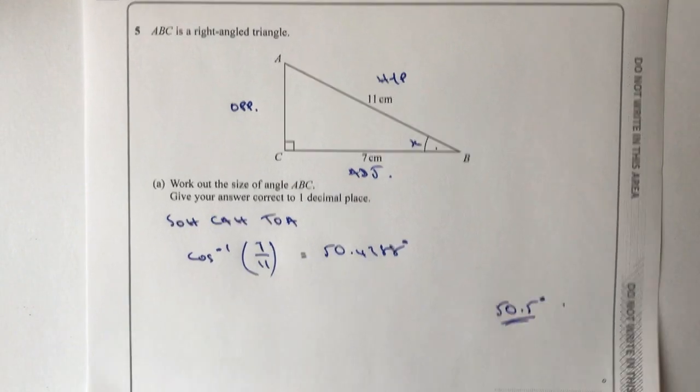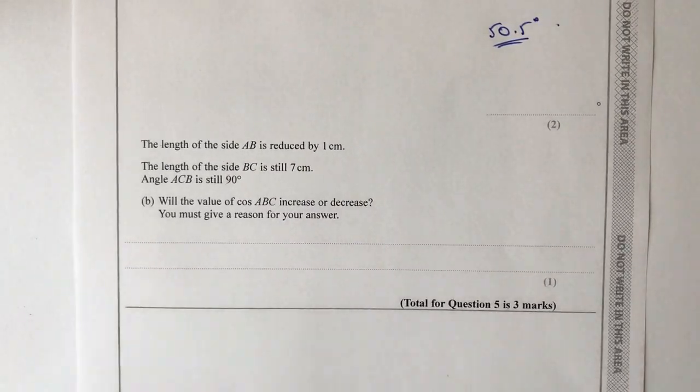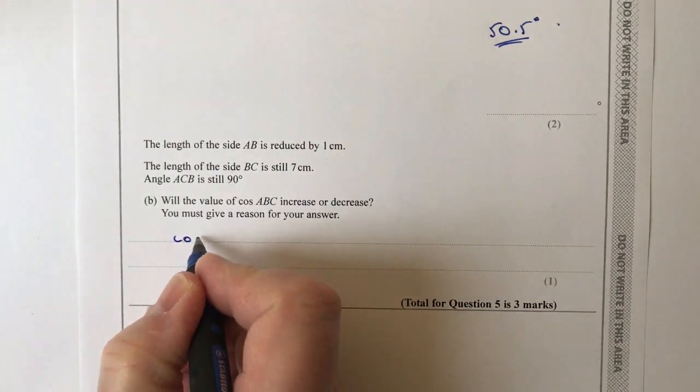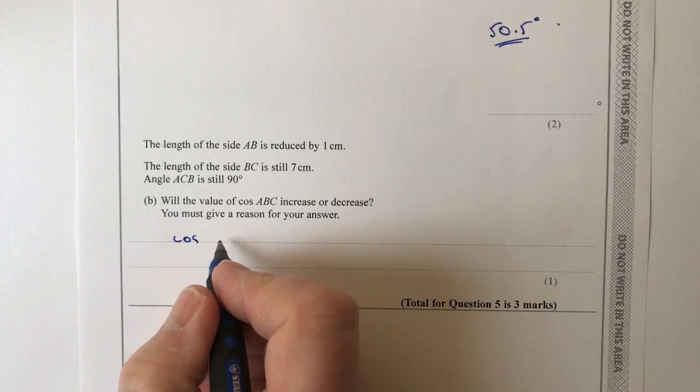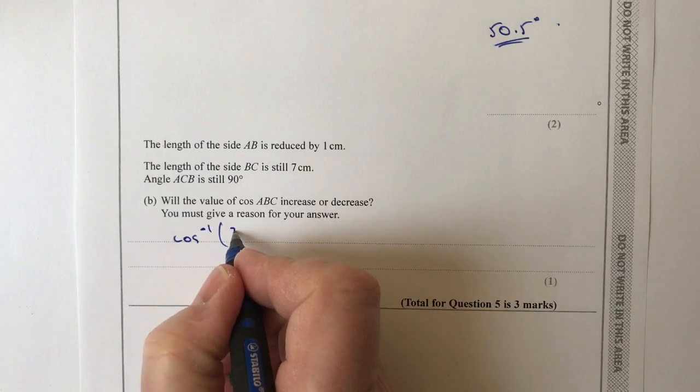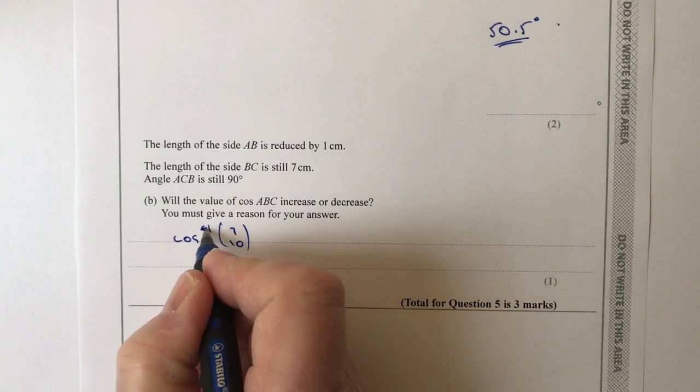Okay, so part B of the question, it says the height of side AB is reduced by 1 centimetre. The length of side BC is still 7. Angle ACB is still 90. Will the value of the cosine increase or decrease? Well, actually, you can just plug this into a calculator, because really what we're saying is that we've got cos of 7/10. Okay, actually I'll leave that as cosine.